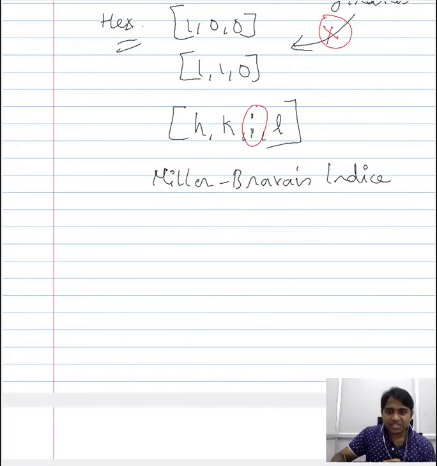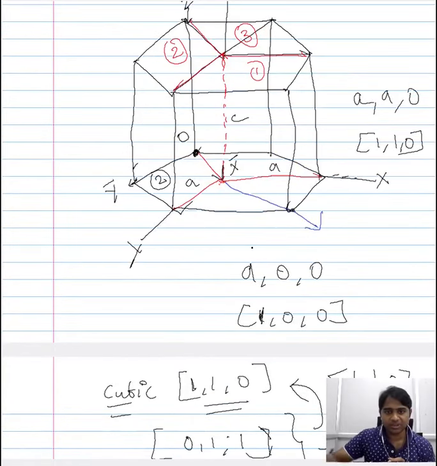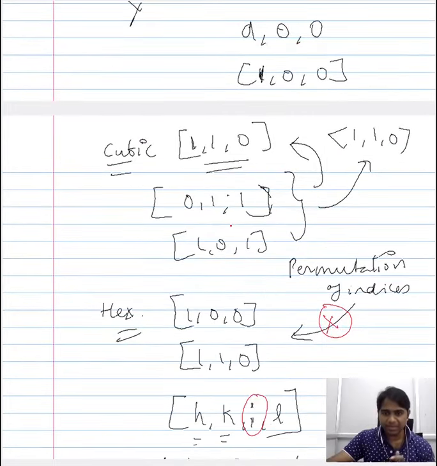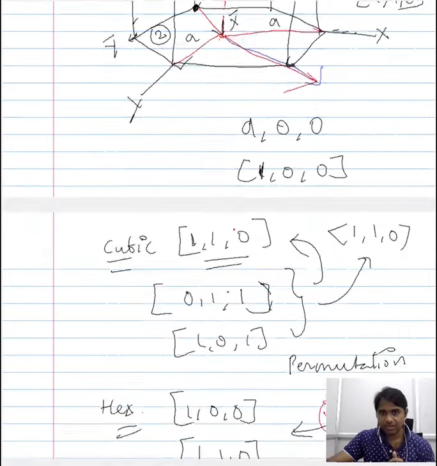Now, the additional index, or the additional integer, can be calculated from the existing h and k using the relation minus of h plus k. So the additional term is nothing but minus of h plus k. This additional integer points along this direction. Now, when you want to talk about any plane or direction, this new index is oriented in this way.